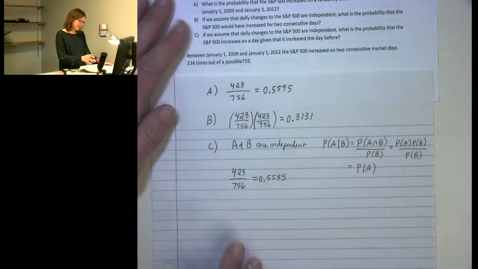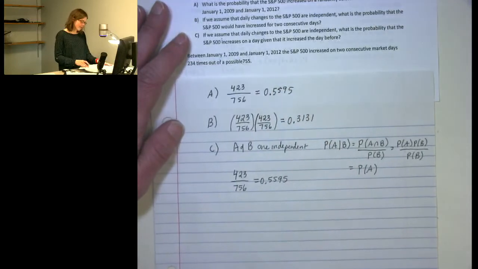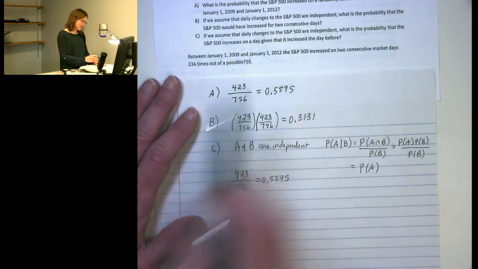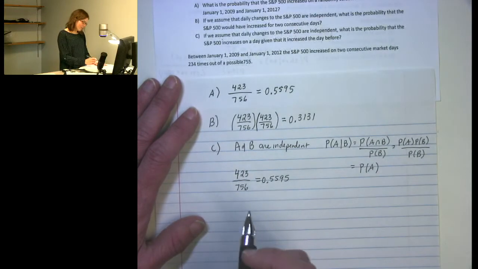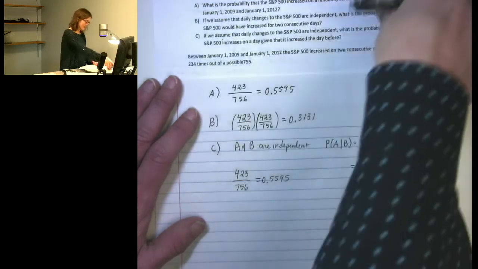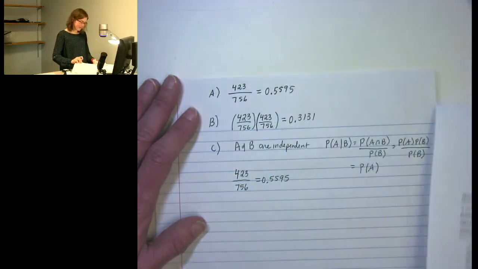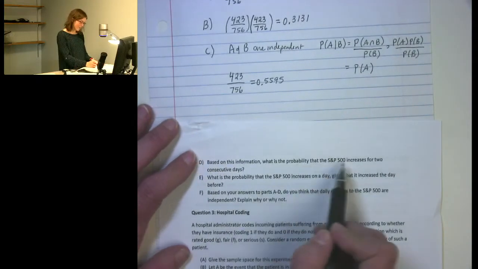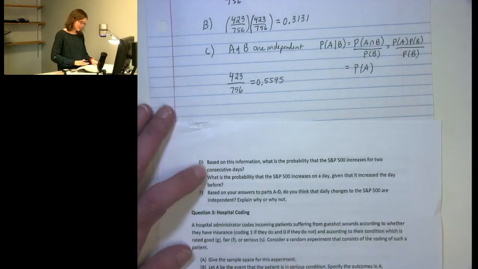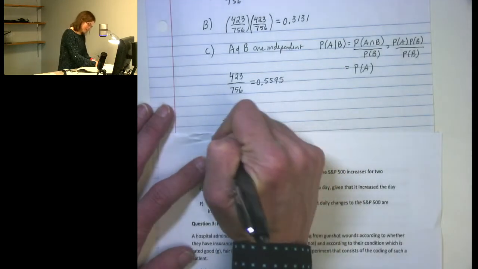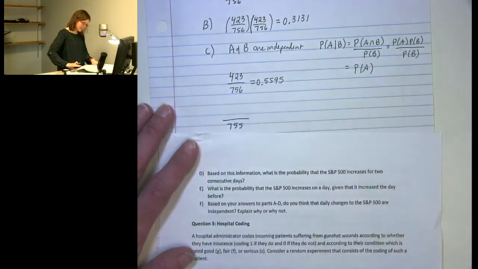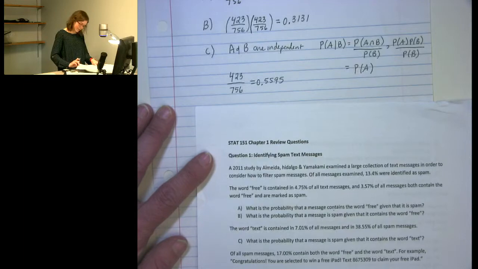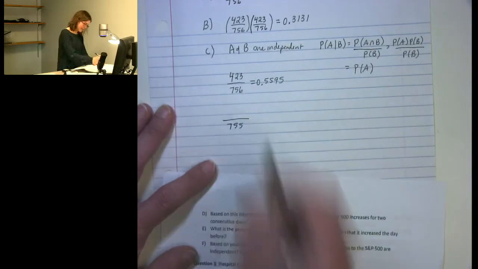Between January 1st, 2009 and January 1st, 2012, the S&P 500 increased on 2 consecutive market days 234 out of 755 times. So the next question asks, based on this information, what is the probability that it increased for 2 consecutive days? Okay, so it had 755 opportunities to increase for 2 consecutive days. And 234 times it did.